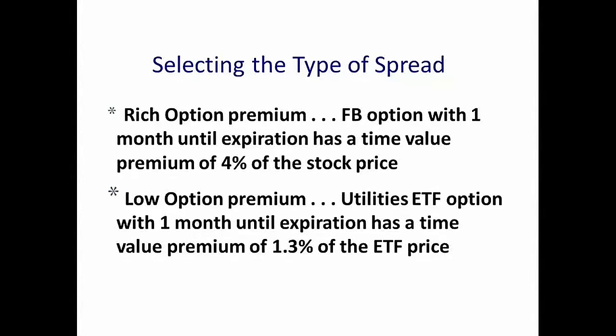And the utilities ETF has a lot lower volatility. So the time value portion of the utilities ETF with 1 month till expiration is about 1.3% of the ETF price. So we would consider that a low option premium. So with the utilities ETF, we would set up a profit guard spread as opposed to a Facebook directional trade. If we had Facebook, we'd want to set up a debit spread because we'll be selling that option premium.